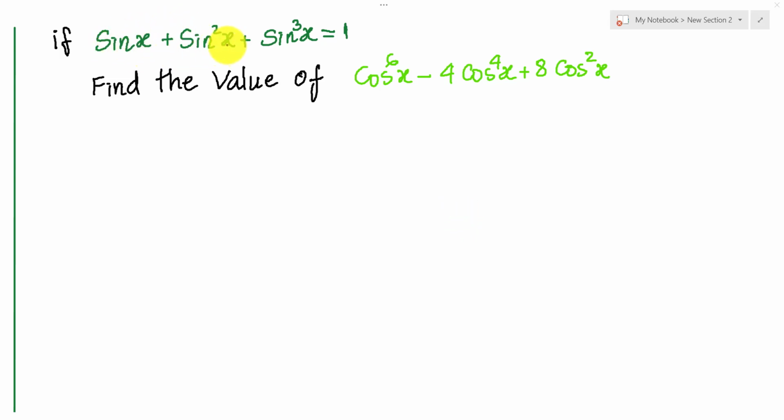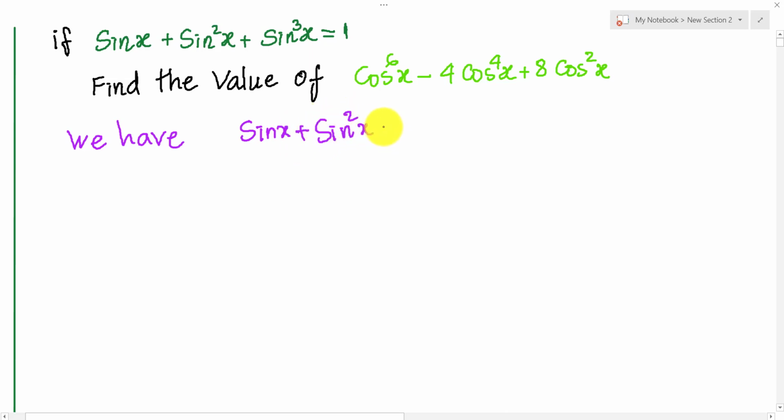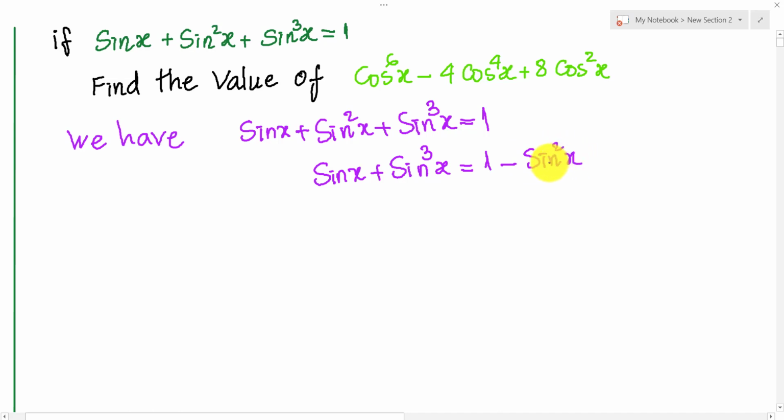Now I use the expression. So we have sine of x plus sine square of x plus sine power 3 of x equals 1. I move sine square of x to the right-hand side, and we get sine x plus sine power 3 of x equals 1 minus sine square of x.